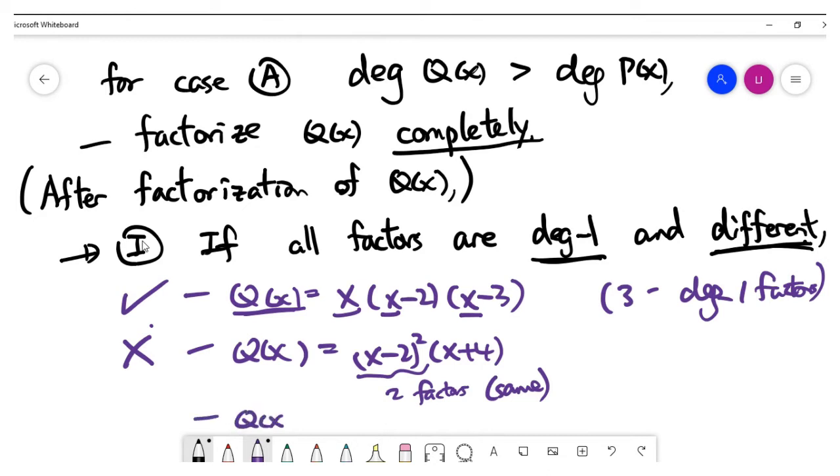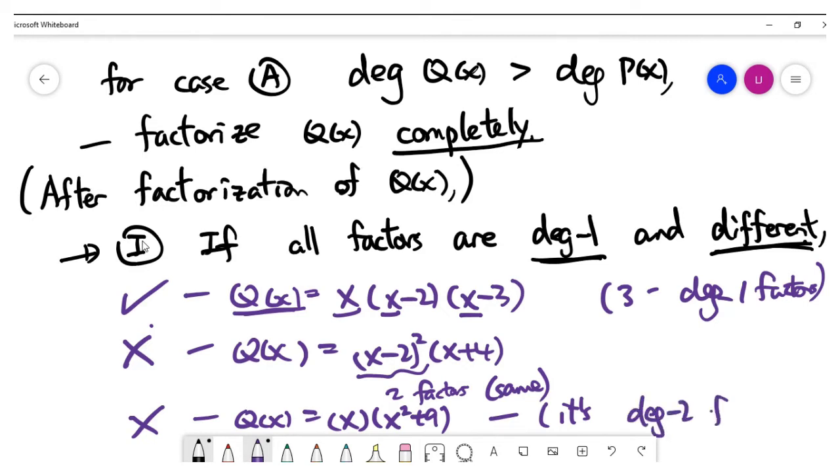Or you can look at another case when you have something like this. This one also does not belong to category 1 because it actually has x squared plus 9, which cannot be factorized further. So this one is actually a degree 2 factor, right? And you have to identify all the cases. I'm just talking about category 1, the case where you need to have all factors degree 1 and all of them are different. I'm just talking about that. And let's see how to solve this.